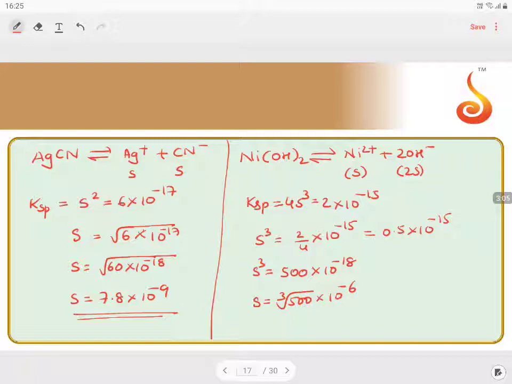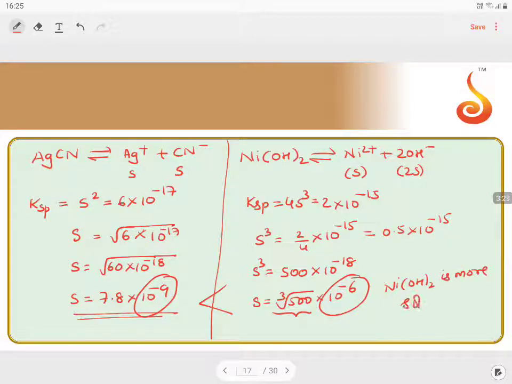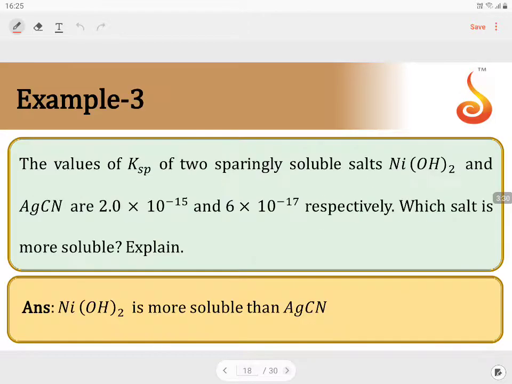This is clearly indicating, whatever may be the value, you have 10^-6 here and 10^-9 there. The S value of AgCN is very much less than the S value of nickel hydroxide, which clearly indicates nickel hydroxide is more soluble than AgCN. So the conclusion is very simple: nickel hydroxide is more soluble than AgCN.